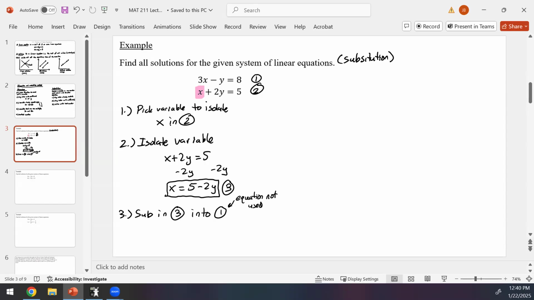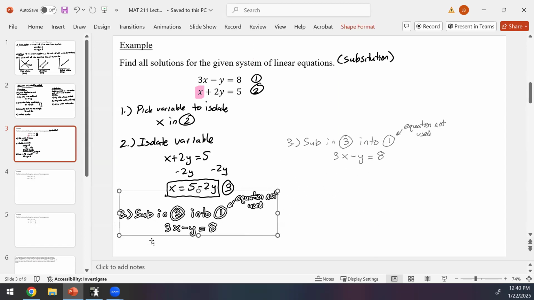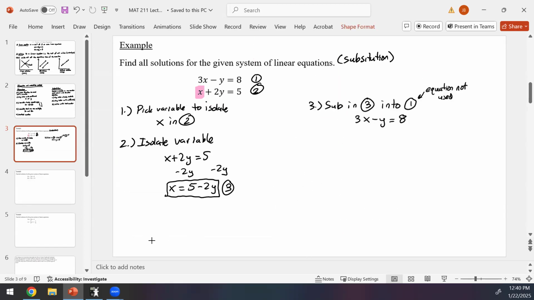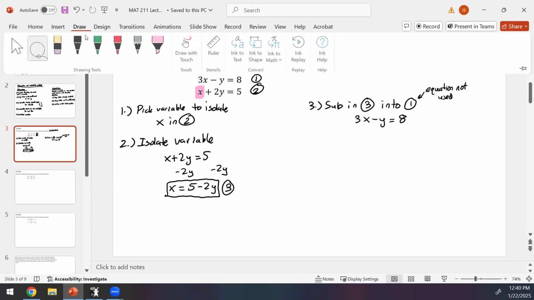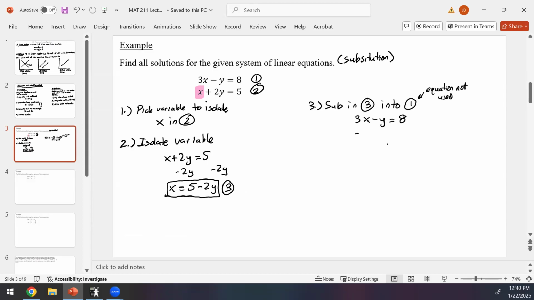So we're going to sub 3 into 1. And so the way we do that is we do 3x minus y equals 8. That's equation number 1. And then wherever there is an x, I am going to substitute it in with the 5 minus 2y. Now I am just going to grab this, just to have space, I'm going to move it up here. And so I'm going to replace the x with 5 minus 2y minus y equals 8, like that.